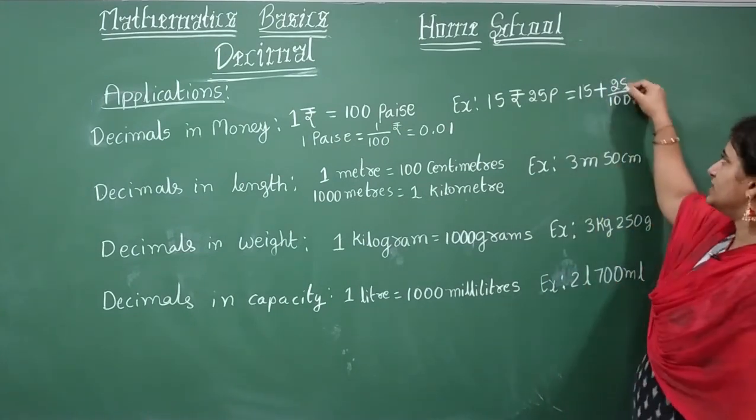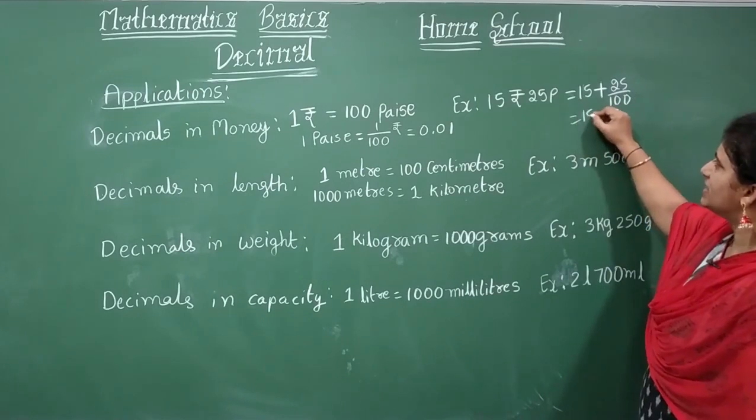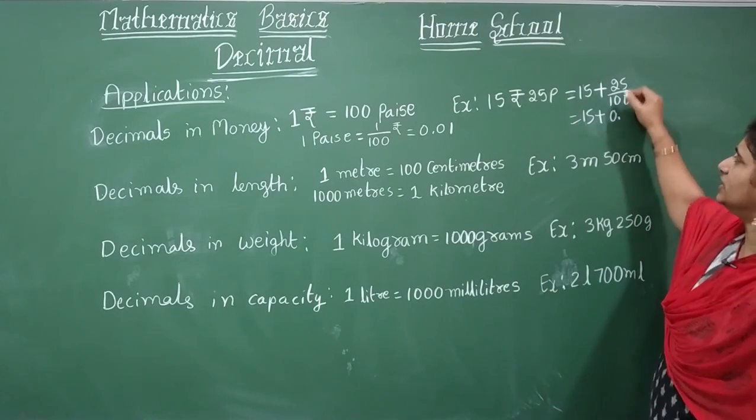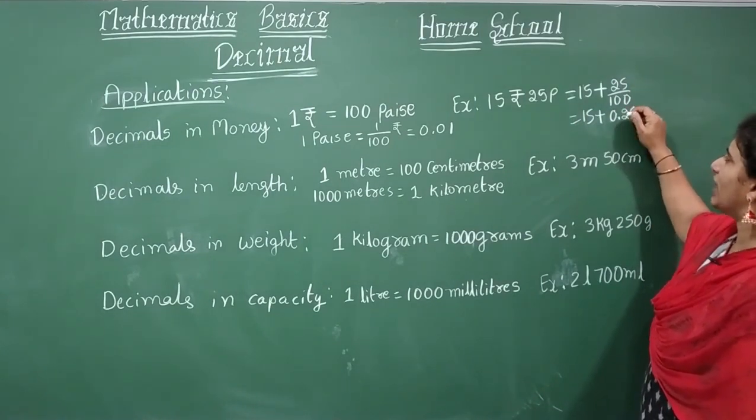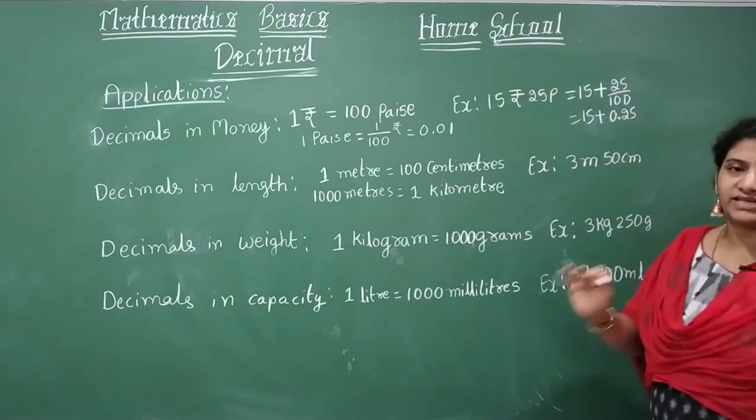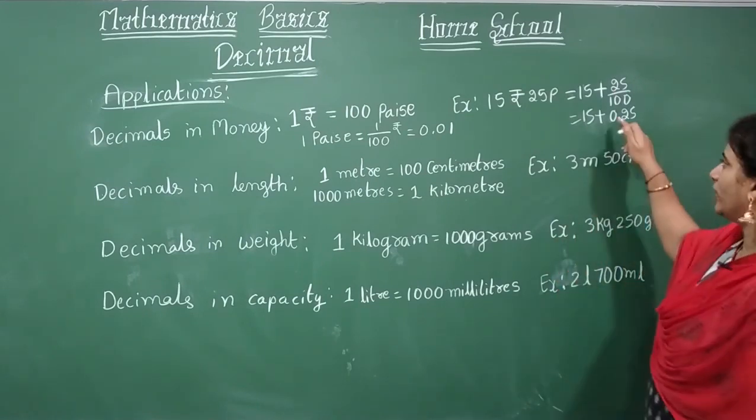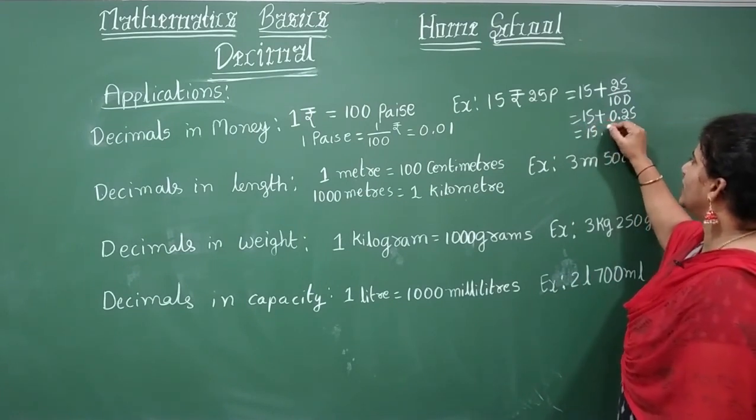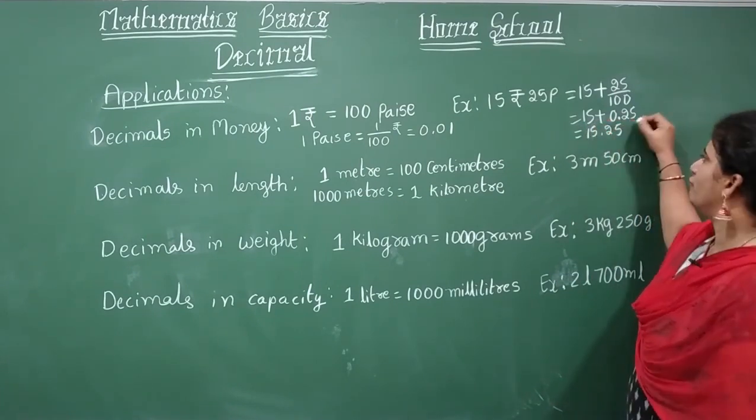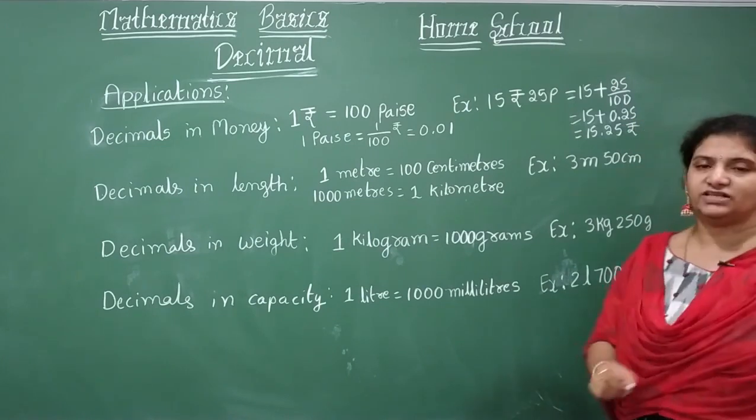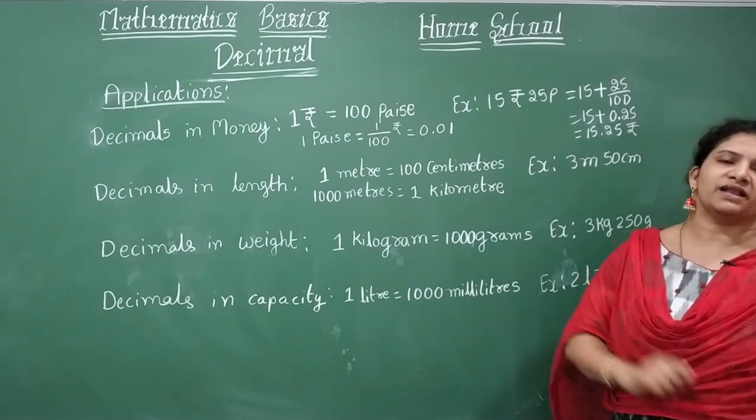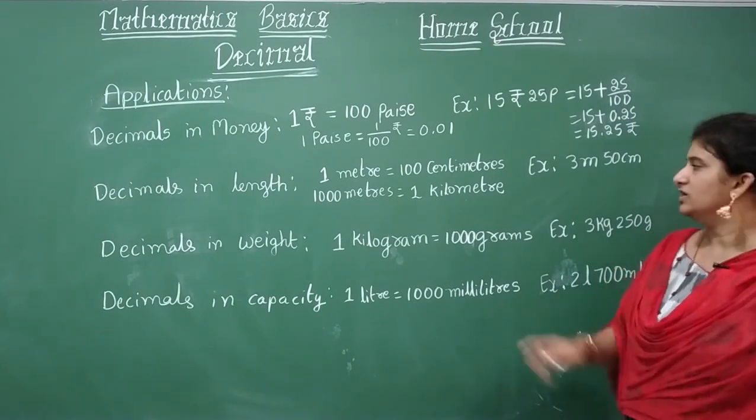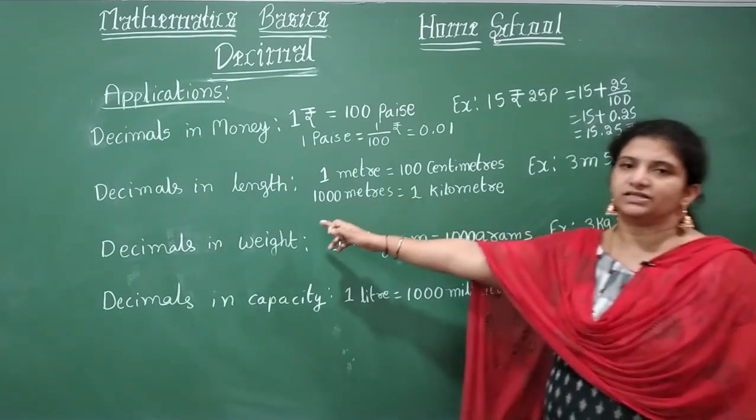So you can write this as 15 plus 25 by 100. How do you convert, children? 0.25. 2 zeros, so after 2 decimals you need to put a decimal point. 15 plus 0.25 will be 15.25 rupees. That is your answer. What's your decimal answer here, children? 15.25 rupees.